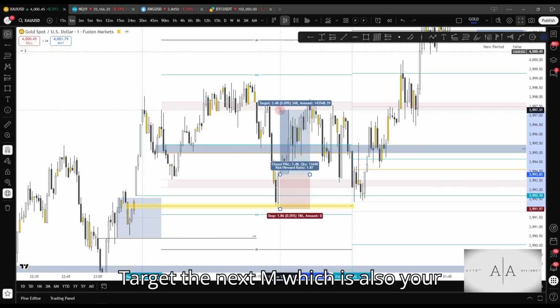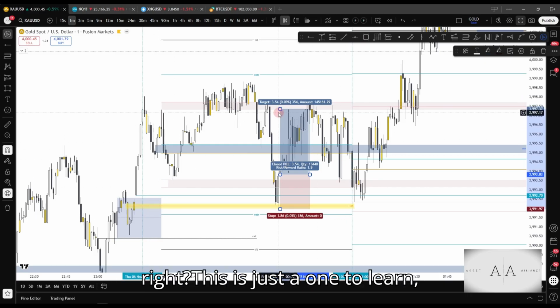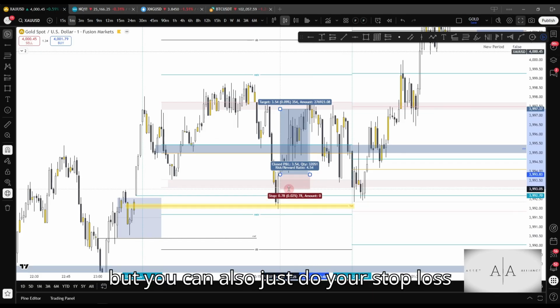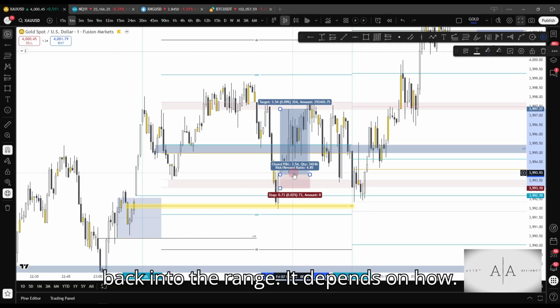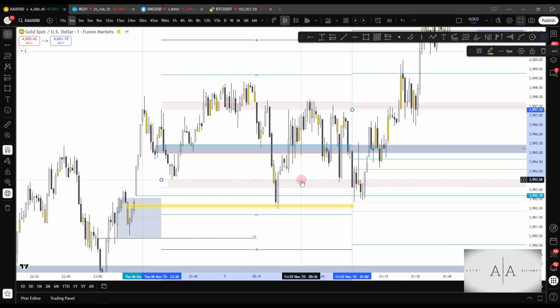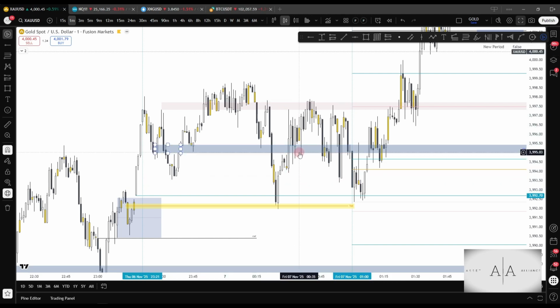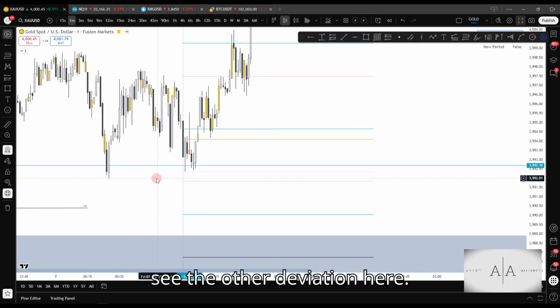Target the next M, which is also your high, pretty much. So low to high of your tack, right? This is just a 1 to 9, but you can also just do your stop loss at the M here since you already closed back into the range. It depends on how you trust it, how much you trust the setup. And that was for this one, but then let's see the other deviation here.